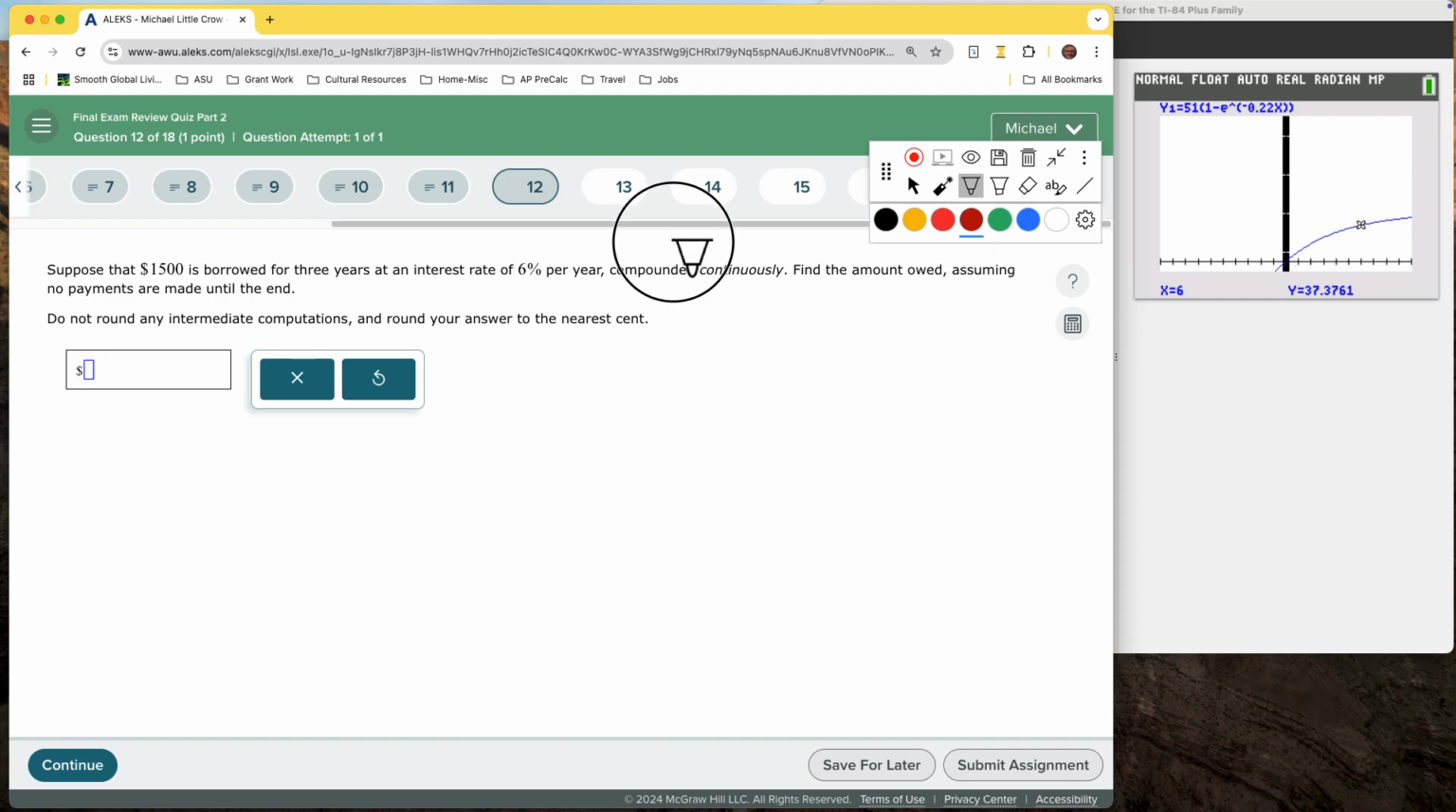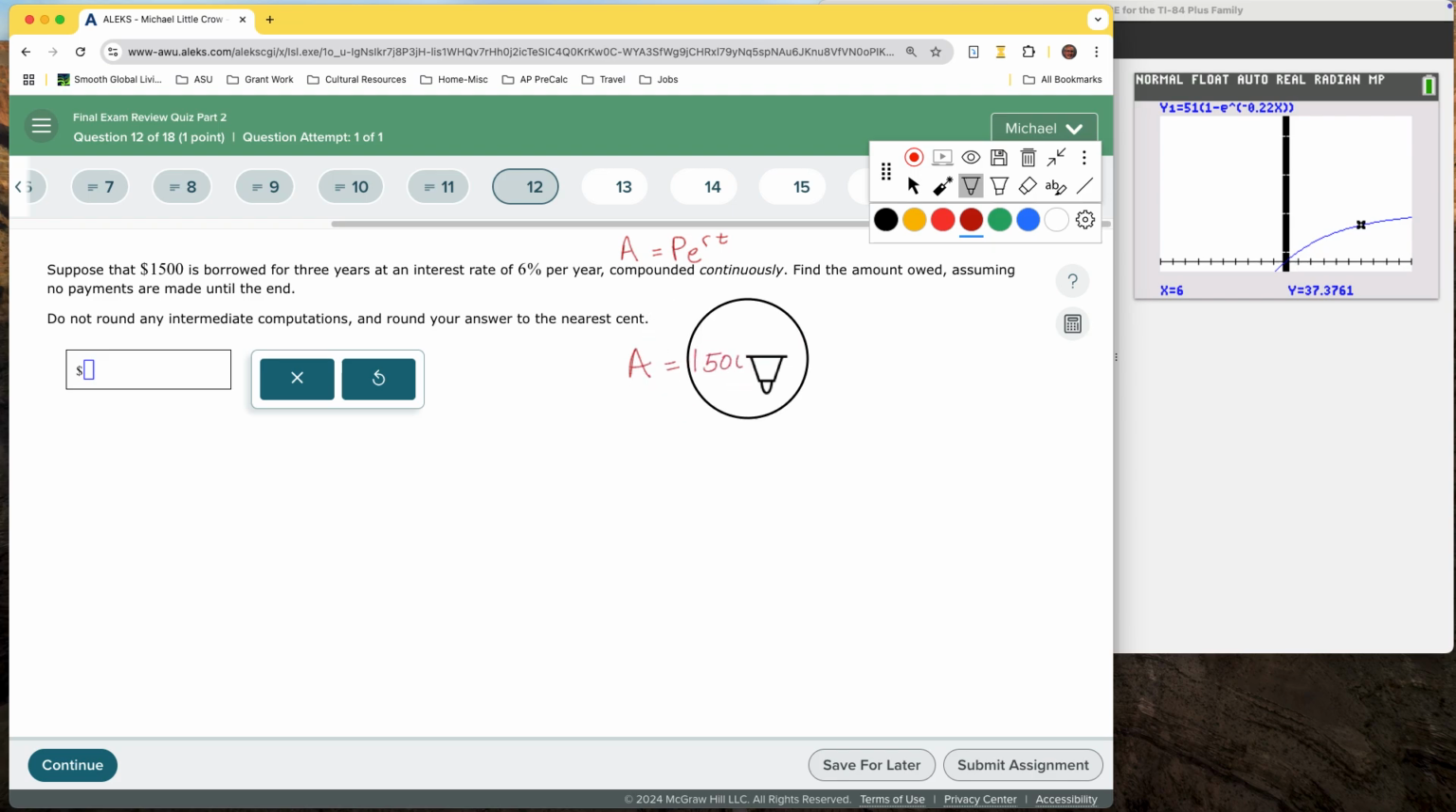Okay, so PERT is P e to the rt. That's continuous compounding, and that gives an accumulated value. The principal we start off with is 1,500. The interest rate is 6% per year, compounded continuously. If we don't make any payments, this will calculate the amount accumulated over that time period. So the accumulated value of this loan is the same thing as if it was an investment, right? Because no payments are being made.